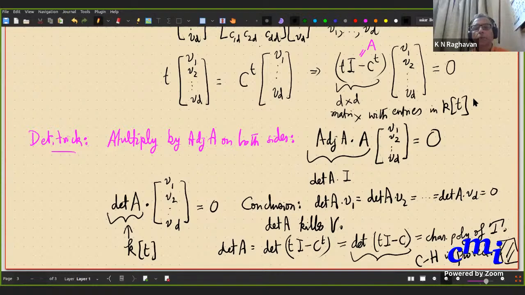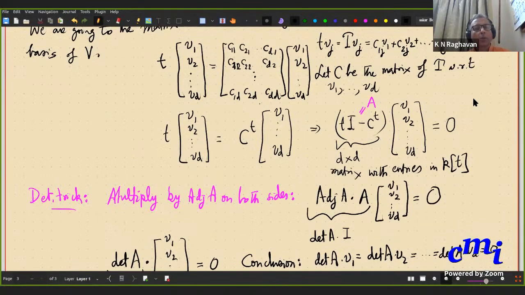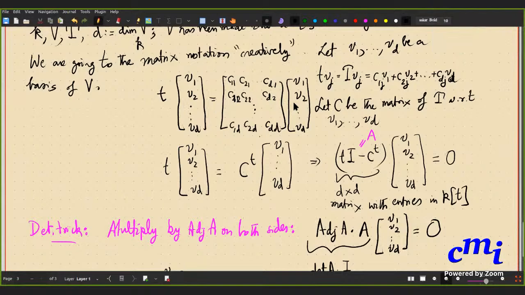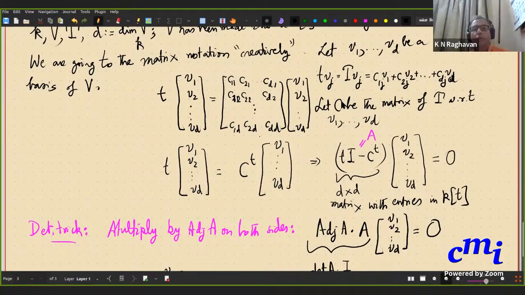So what we have done here is, okay, is this equation okay? Let's try to understand it step by step. Is this okay? Yes, sir. Okay, and if C is the matrix of T with respect to some basis, how do I find the characteristic polynomial of T? I take the determinant.